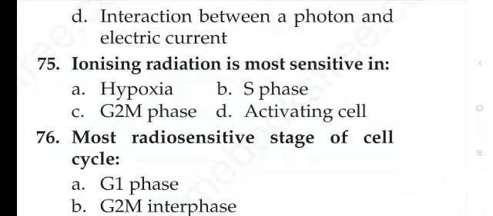Next question, ionizing radiation is most sensitive in? Options are option A hypoxia, option B S phase, option C G2M phase, and option D activating cell. The answer of this question is option C, that is G2M phase.